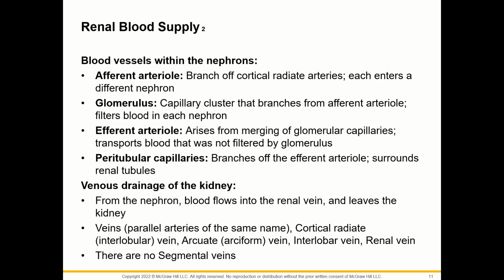The venous drainage of the kidney is as follows. From the nephron, the blood flows into the renal vein and leaves the kidney. Veins have the same name as their parallel arteries, such as the cortical radiate vein, the arciform vein, the interlobar vein, the renal vein. There are no segmental veins.